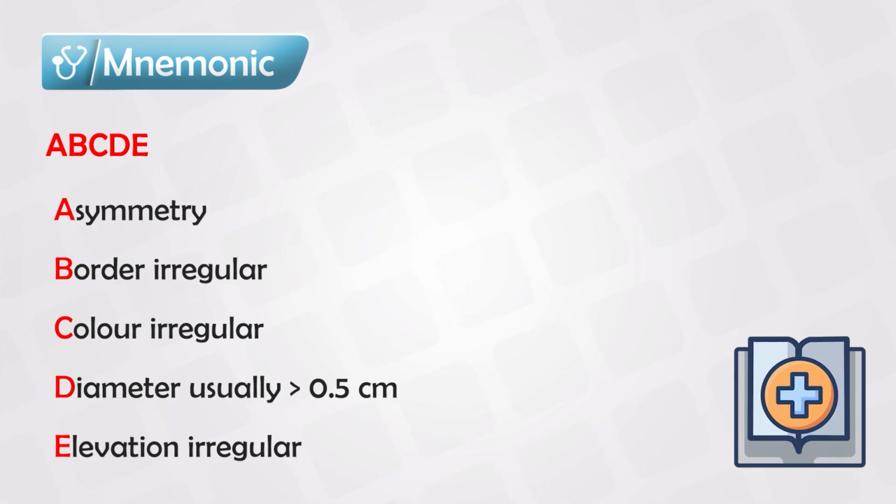D for diameter: larger moles with a diameter more than 0.5 centimeter. Because these moles are usually small, so if you see one that is large, it means that it's actively dividing and expanding. And finally, elevation.